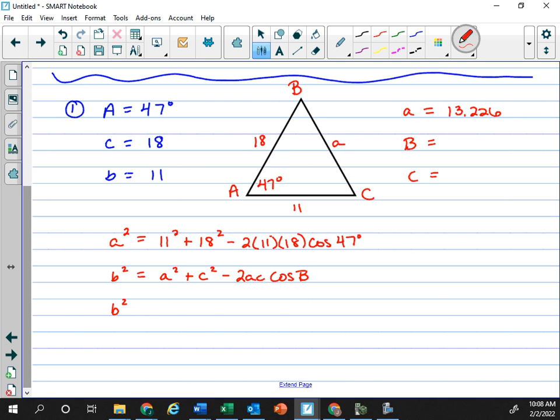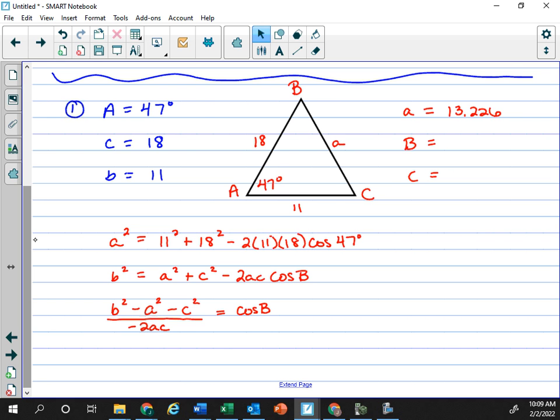Yes, so B squared, you would subtract the A squared and subtract the C squared. You would divide by -2AC. That gives you cosine of B. So on your calculator, you would need to do inverse cosine of that big fraction, that B squared minus A squared minus C squared all over -2AC. So I'll pull up my calculator and we'll look at keying that in.